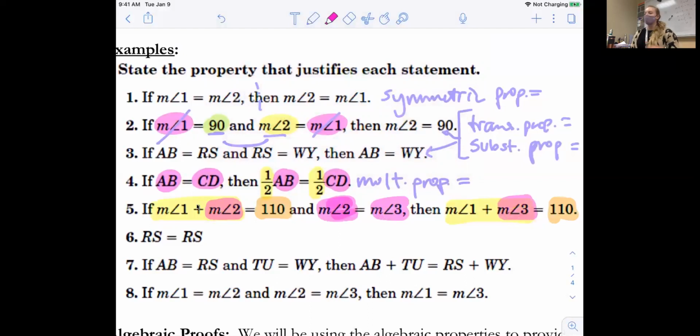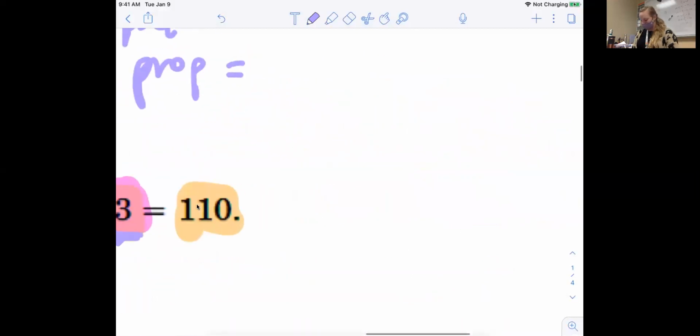I did not replace the entire side of an equation. I just substituted something in. This is the one that we can only use substitution and we cannot call this transitive. I did not replace the entire side. I just substituted in one piece. Just like, as a teammate, if you're getting subbed in, everybody else stays on the field. Measure of angle 1 stays out there, 110 stays out there. Only measure of angle 2 got replaced with measure of angle 3. Everything else stayed in the same place. So I call that substitution.